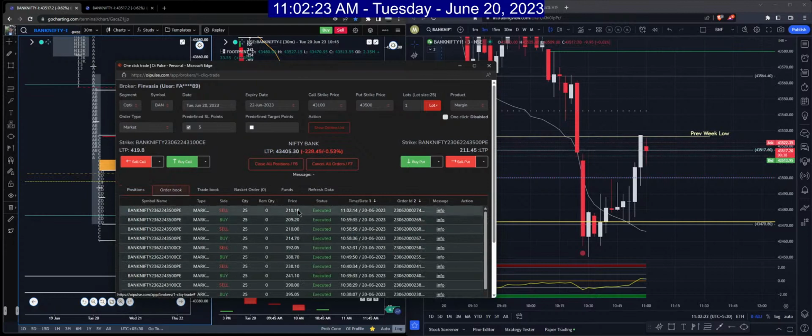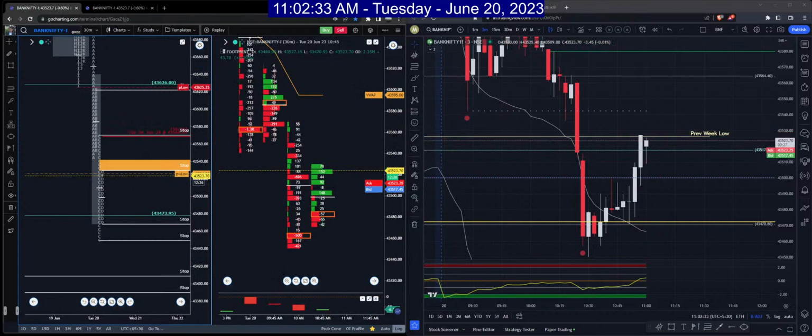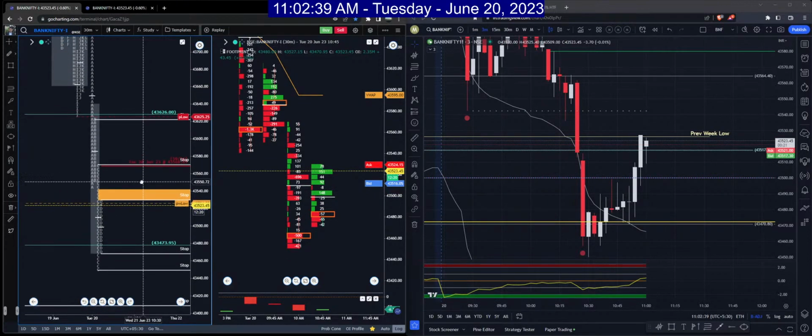Okay, so 209 to 210. Yeah, so SL is hit. So failure, the market generated information is telling me that failure to do it, I'm still in a 2% loss. Okay, now I'm expecting continuation to the upwards and see this single print getting repaired or not.